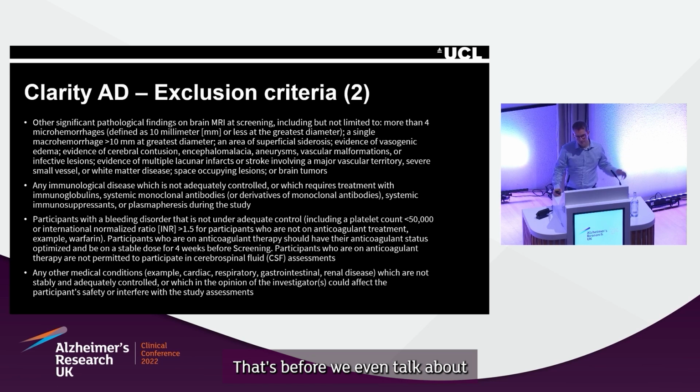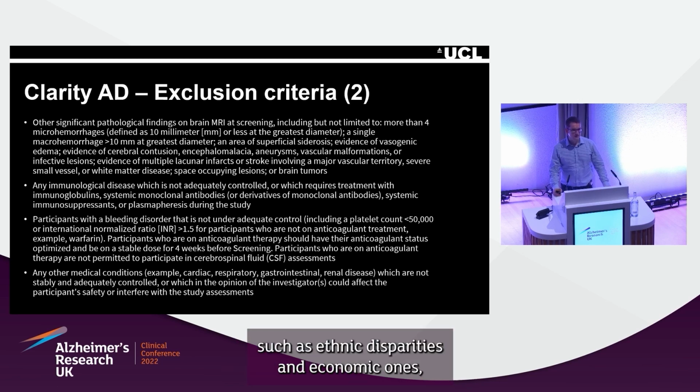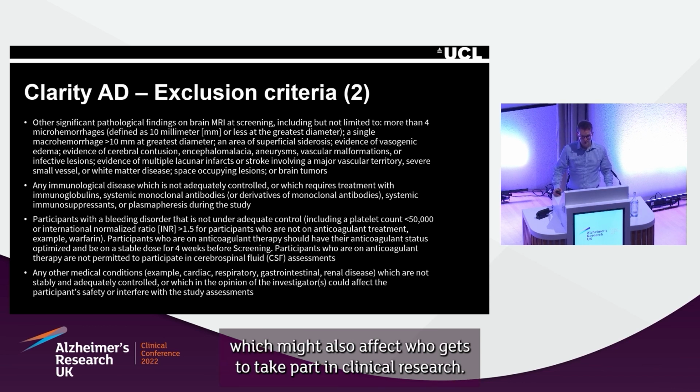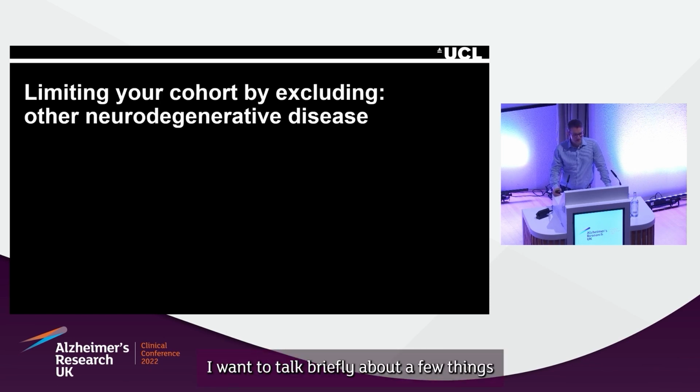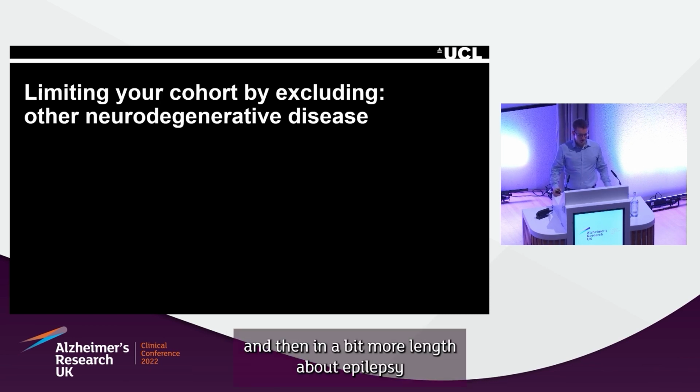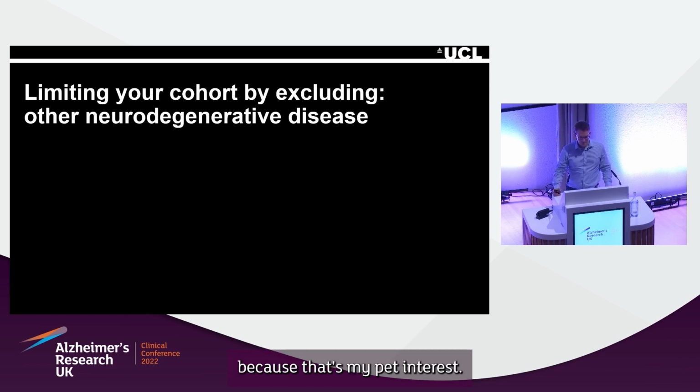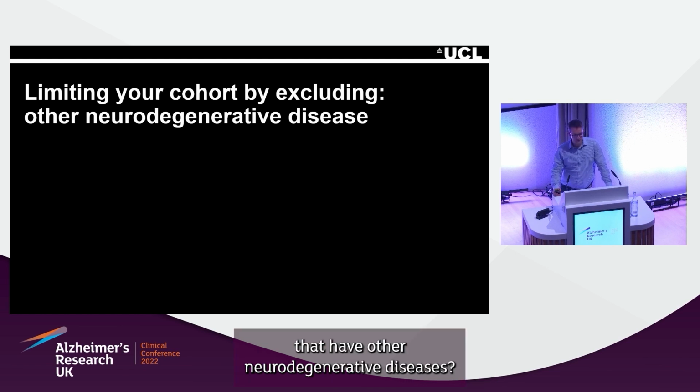And that's before we even talk about some of the things we mentioned this morning, such as ethnic disparities and economic ones, which might also affect who gets to take part in clinical research. So why does that matter? I want to talk briefly about a few things and then in a bit more length about epilepsy, because that's my pet interest. So why does it matter if we exclude people that have other neurodegenerative diseases?